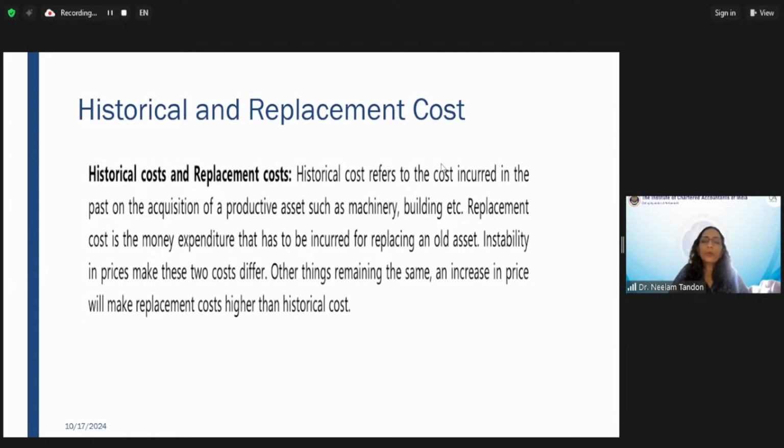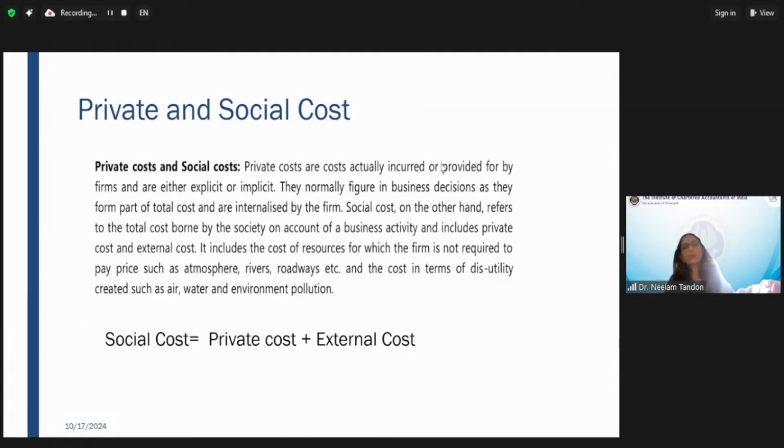Old assets, if you go for replacing old assets, because the old asset value, historical cost was very low in the past. And today, because of the land scarcity, enough land है नहीं आपके पास, इसलिए land का prices बढ़ता जा रहा है. So that means to go for replacement cost will be very, very high in today's context as compared to in the past.